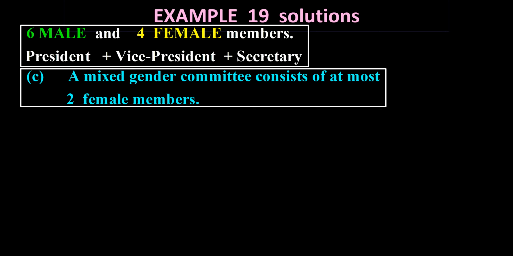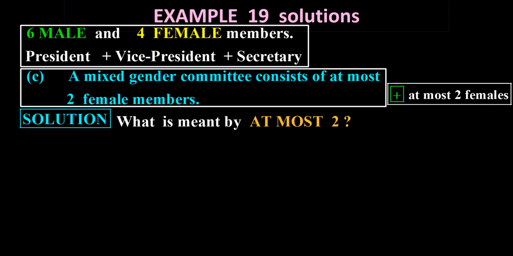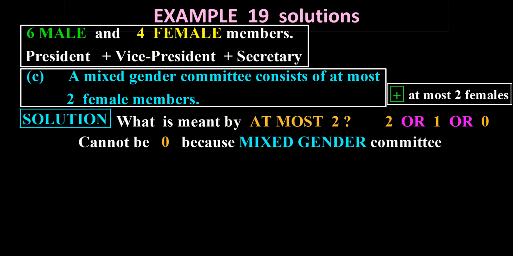And at most 2 female members need to be on the committee, right? At most. So let's see, what do we understand by at most 2 females? At most 2 means it can be 2 females on the committee, 1 female, or no females on the committee. But it cannot be 0, because if there are no females, it's not a mixed gender. So the only options are 2 females or 1 female.